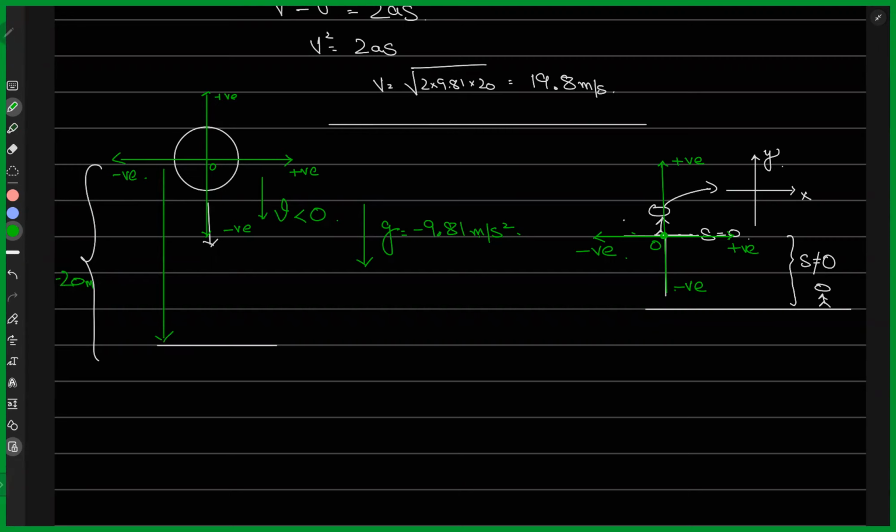Now let's compute the velocity. v squared minus u squared is equal to 2as, so v squared is just 2as. Now v squared is 2 times minus 9.81 times minus 20 meters. And this would still give you the value for v as 19.8 meters per second. So it depends on where I am defining the coordinate system.